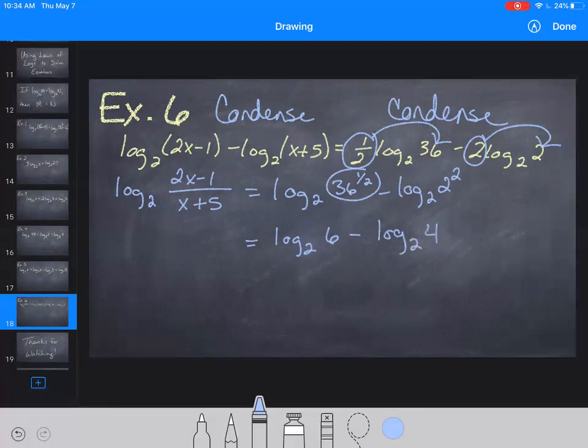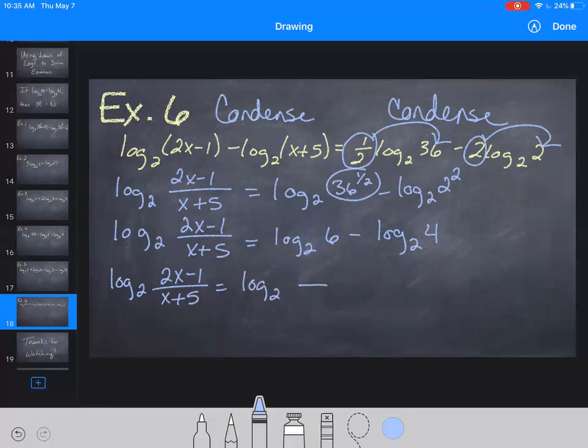And I still have the log base 2 of 2x minus 1 over x plus 5. I still have it on the left side. So now I'm still not done condensing on the right side. I need to condense log base 2 of 6 minus log base 2 of 4. I see there's a subtraction sign, so I know I'm going to use division. I end up with log base 2 of 2x minus 1 over x plus 5 is equal to log base 2 of, I put my fraction bar. The 6 had a positive log in front of it, so the 6 goes to my numerator. The 4 has a negative log base 2 in front of it, so it goes to my denominator.